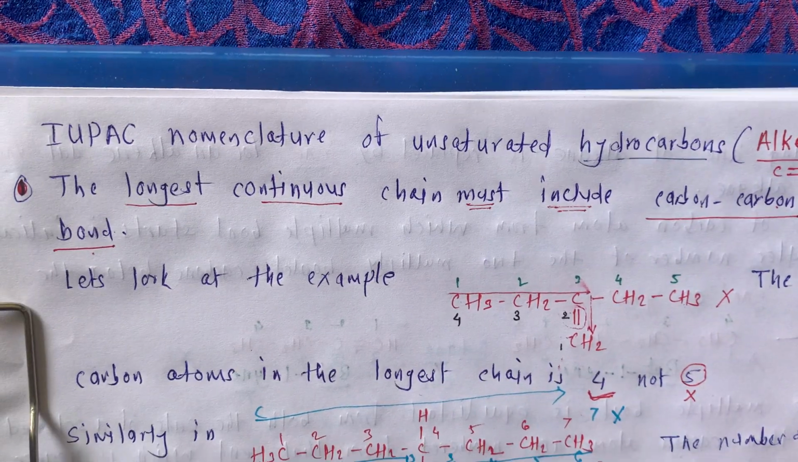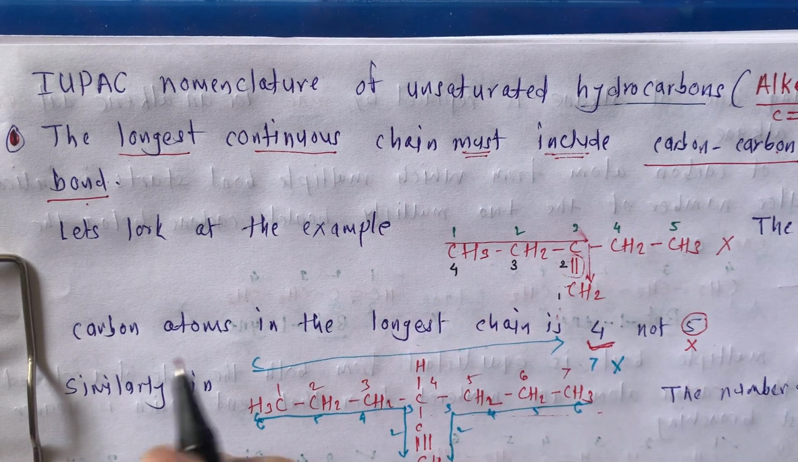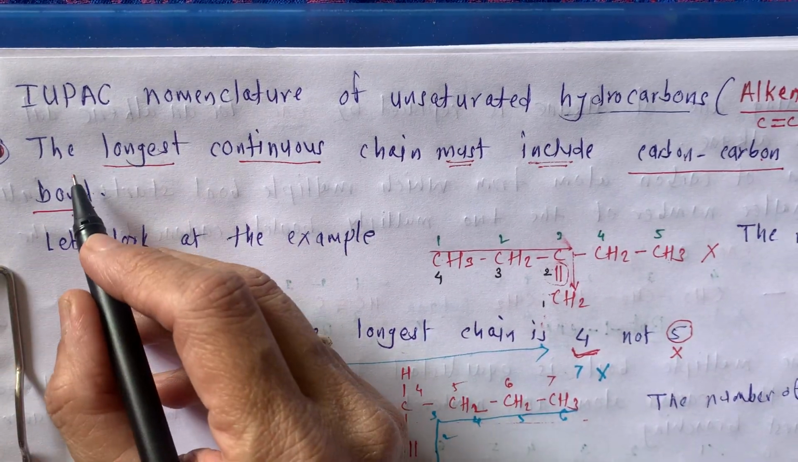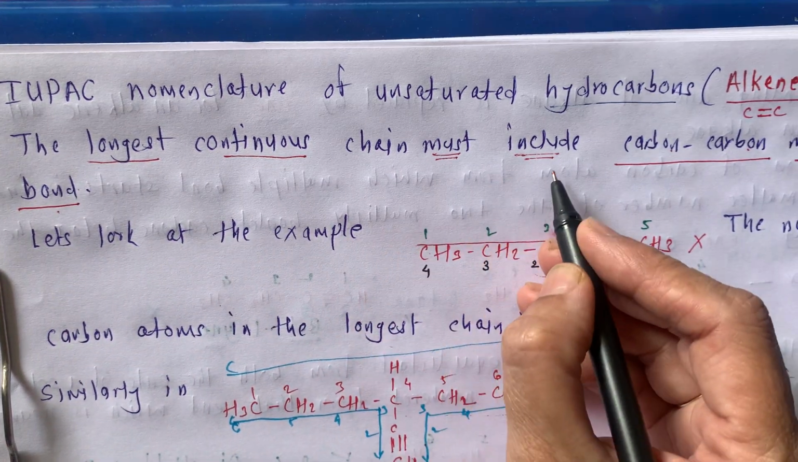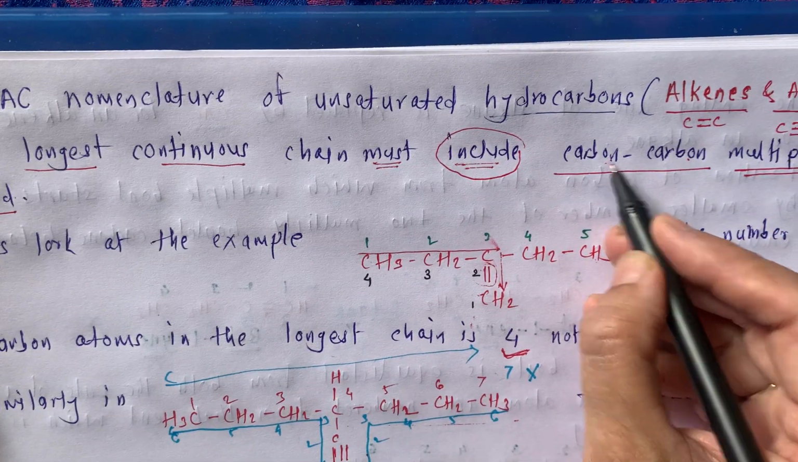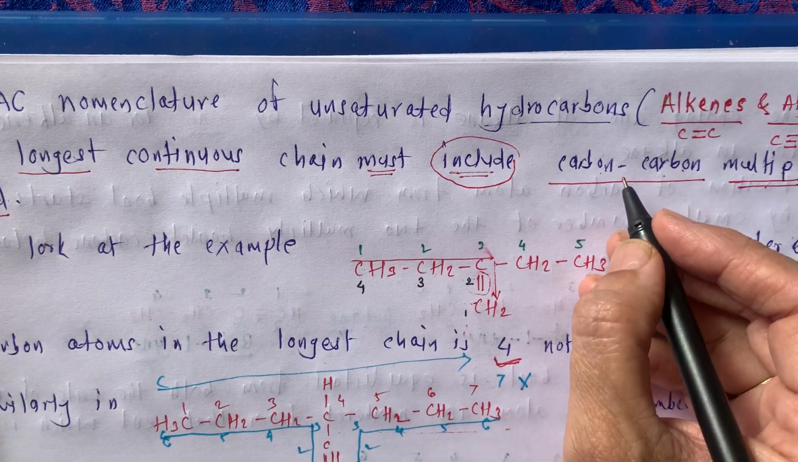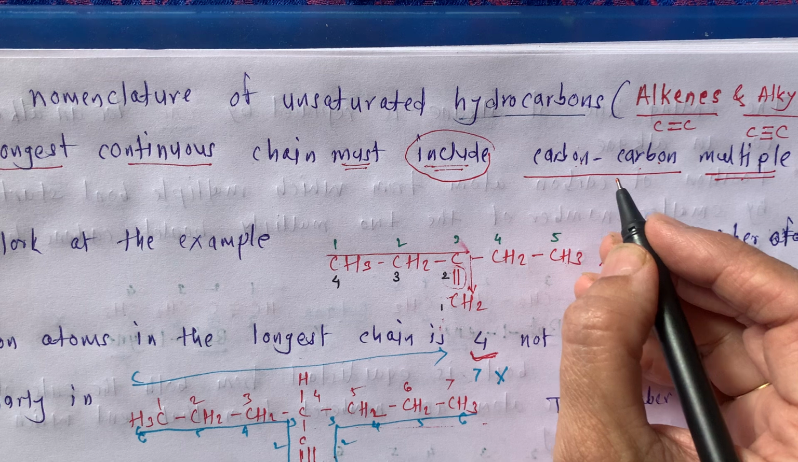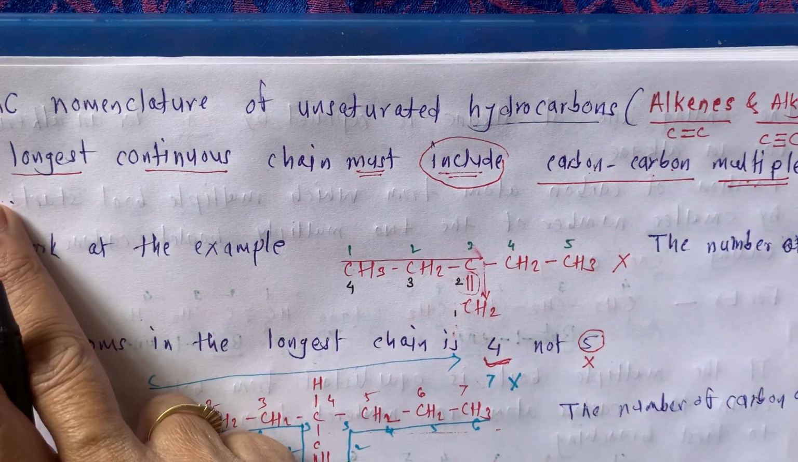So the rules are just like the saturated hydrocarbons, that is alkanes. A few additional rules are there and we are going to follow them one by one. So what is the first one? The longest continuous chain must include, this is a very important word, must include a carbon-carbon multiple bond. So whatever longest chain you are going to consider, that should have a carbon-carbon multiple bond.